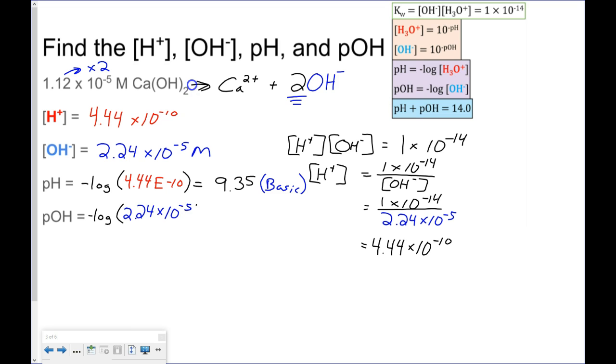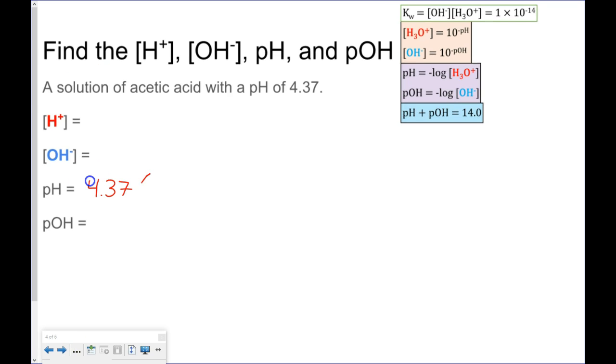pOH is going to be the negative log of this number right here. That's going to work out to be 4.65. Again, the other way I could get this is 14 minus the pH is going to give me the pOH of 4.65. Same thing either way.